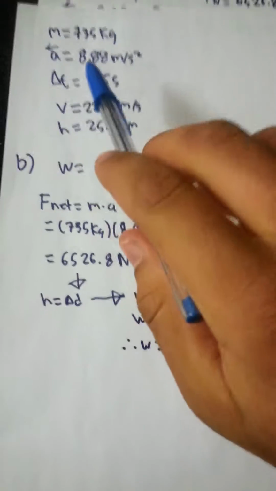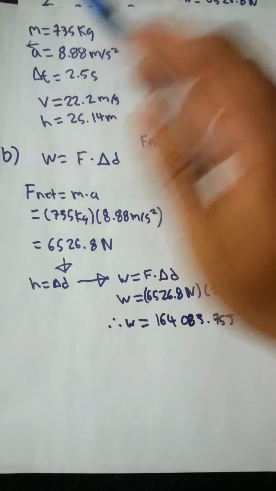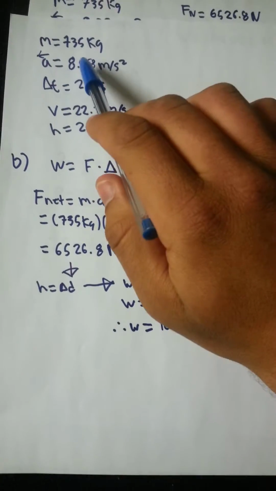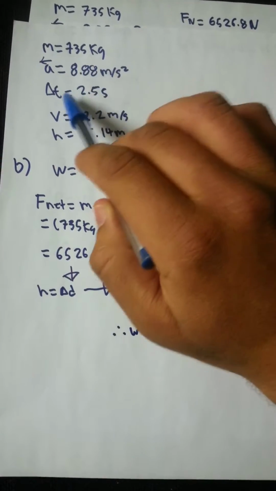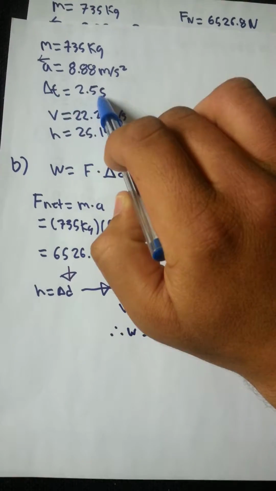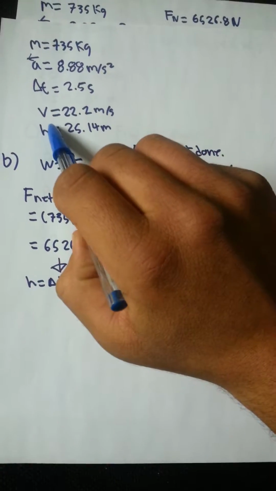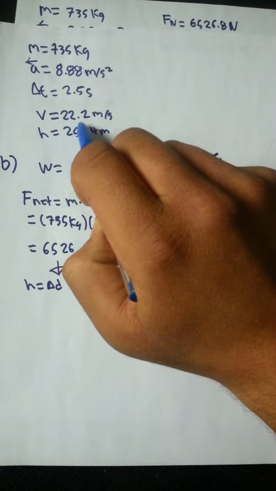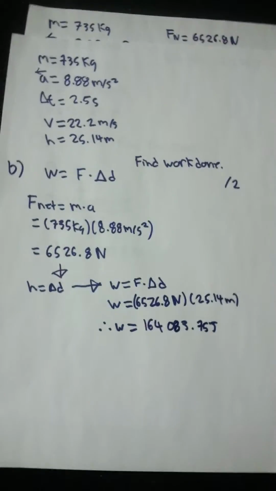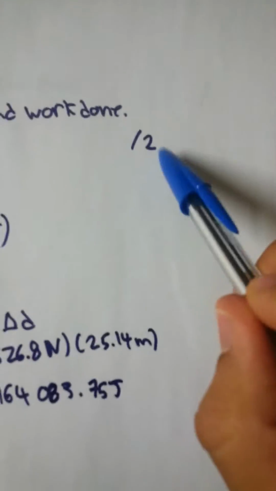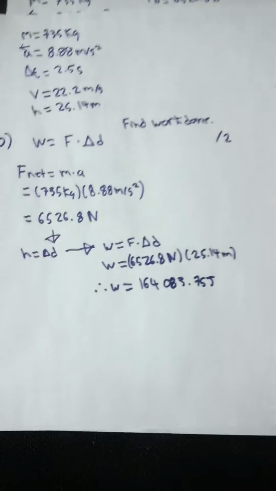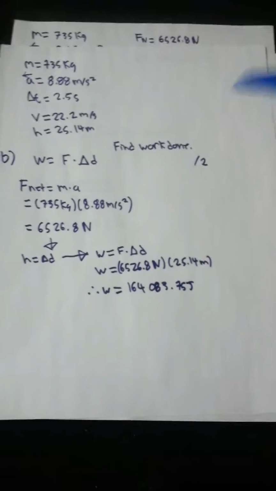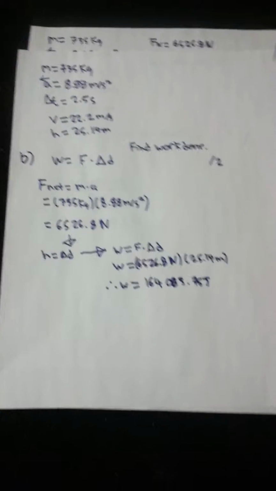Anyway, so mass again, we're just restating our variables. Mass equals 735 kilograms. Acceleration equals 8.88 meters per second squared. Delta time is 2.5 seconds. The velocity, we already found on the last page, is 22.2 meters per second. And I meant to say, this page is out of 2 marks. Same thing here, out of 2 marks. All of them are out of 2 at this point, except one, which we'll come across, don't worry.